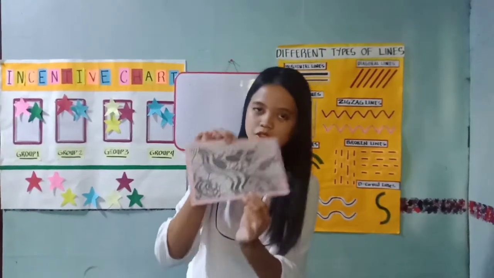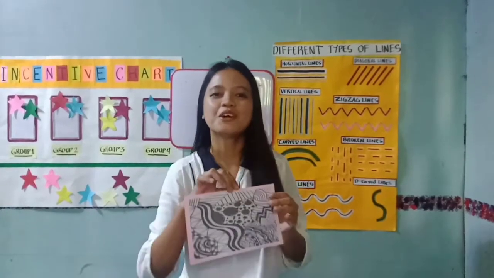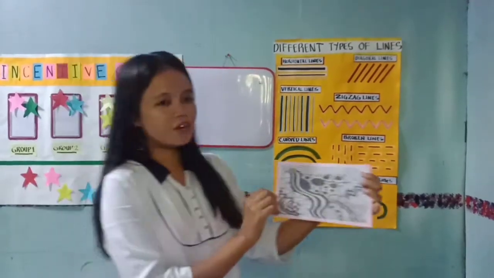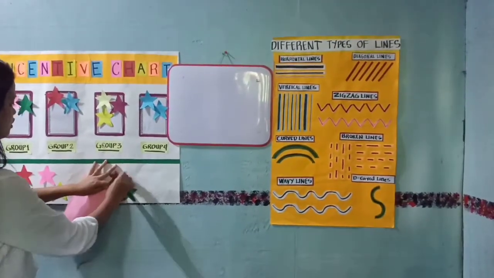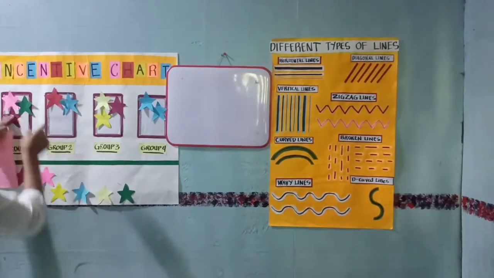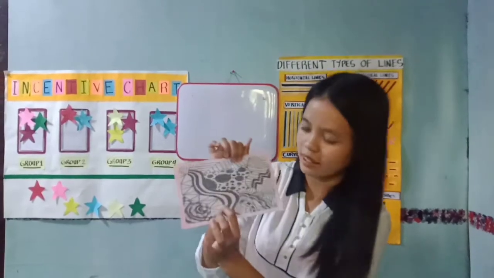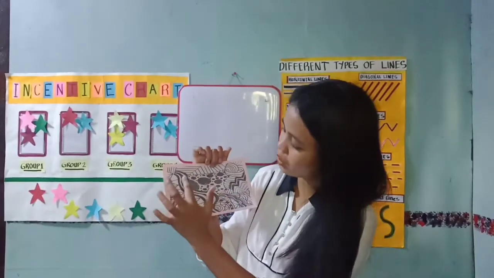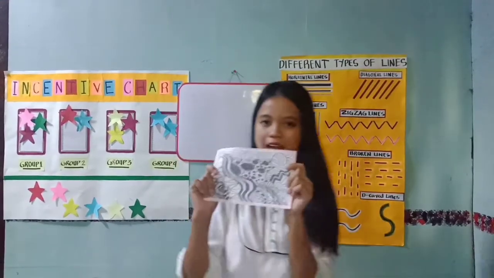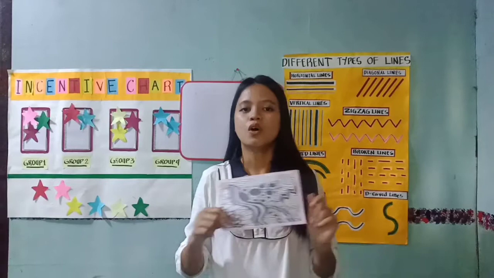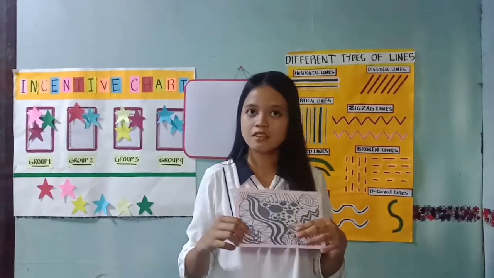So, what can you observe on the artwork shown? Very good, group 1. There are different lines. Okay, let's add another star for group 1. There are different lines. As you can see, there are thick lines, curved lines, straight lines, and horizontal lines. Okay, so do you think lines have characteristics and meaning?